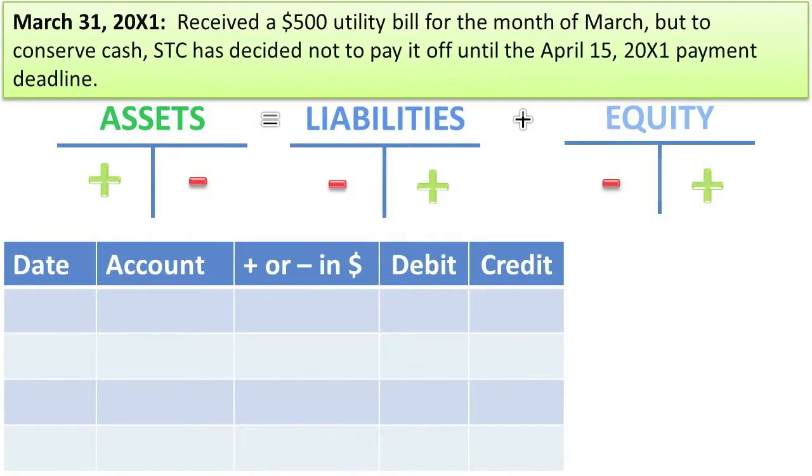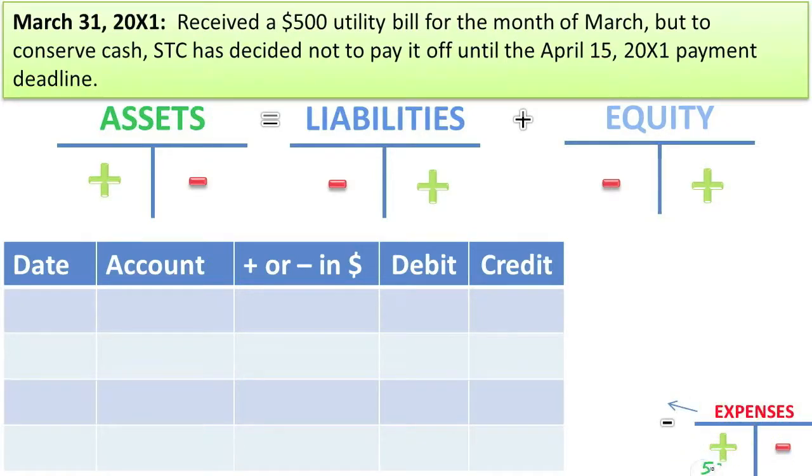Now finally, on March 31st, we receive a $500 utility bill for the month of March, but to conserve cash, STC has decided not to pay it off until the following month, April 15th. Let's think about what's going on here. We've already used up a service, so there's no future benefit to the utilities we've received. So we've got to indicate that we've used up this service by recording more expense.